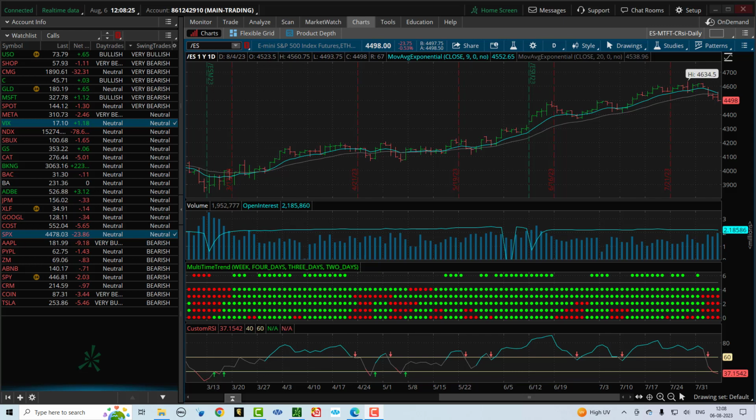In the previous video, we saw how to use the multi-time frame trend indicator in a day trading environment. We saw the chart as a 1 minute chart, and then we had set up the other 4 time frames as 5 minutes, 10 minutes, 15 minutes, and 30 minutes. Now we are looking at a slightly longer time frame.